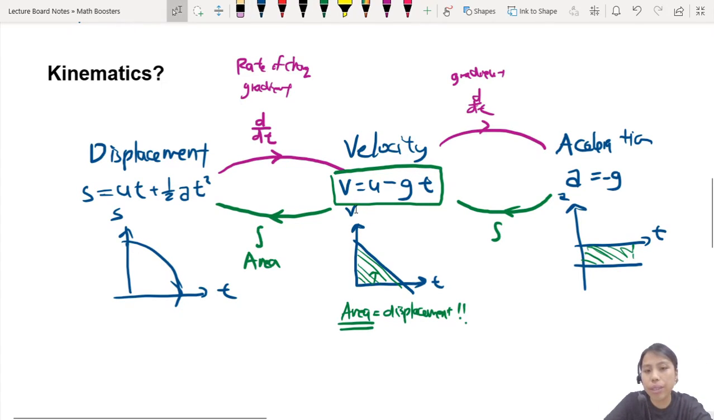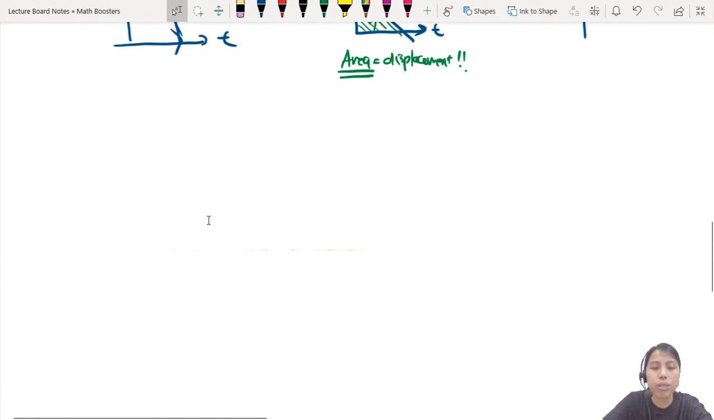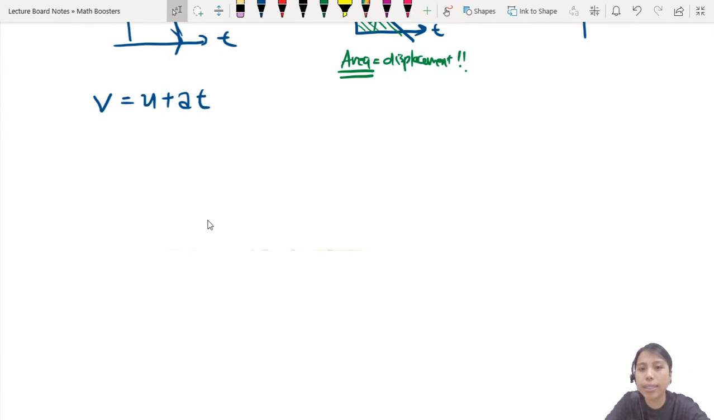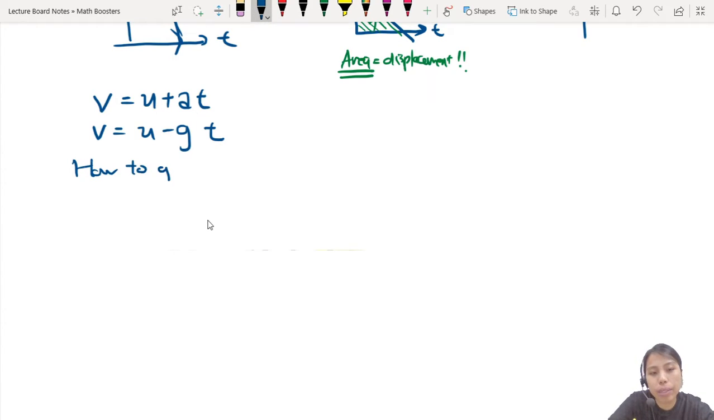How would you integrate v equals u minus gt and get this s equals ut minus half gt squared? So let's say you have v equals u plus at. But in this case, since we define downwards as negative g, we have v equals u minus gt. Okay, we start off with this. Now the question is how to get the displacement equation. Here's where we have to integrate. But how do you integrate? You just put the integral sign there. Here's how you want to do this, step by step.